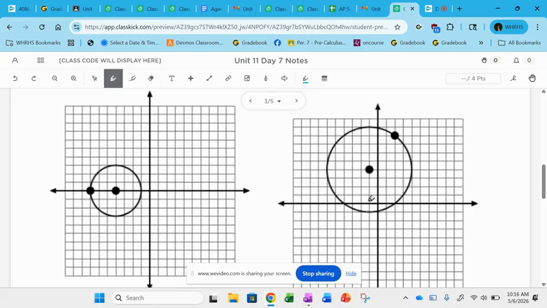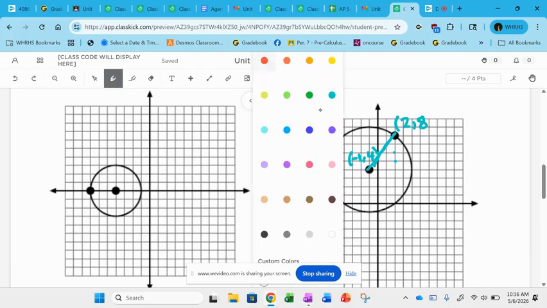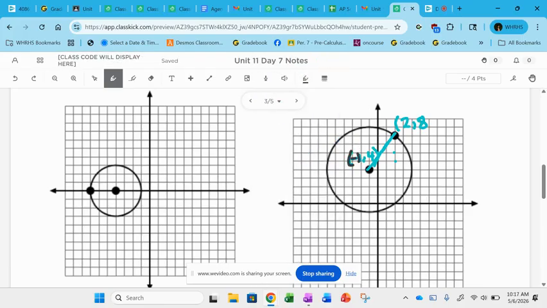My center point is negative 1, 1, 2, 3, 4. And now I can't just count from my center to the point on the circle because it's not a perfect straight line. It's sort of slanted. So what I'm going to do is find the coordinate of this. This is 2 and then up 1, 2, 3, 4, 5, 6, 7, 8. So this is the point 2, 8. I need to find the distance from the point negative 1, 4 to 2, 8.